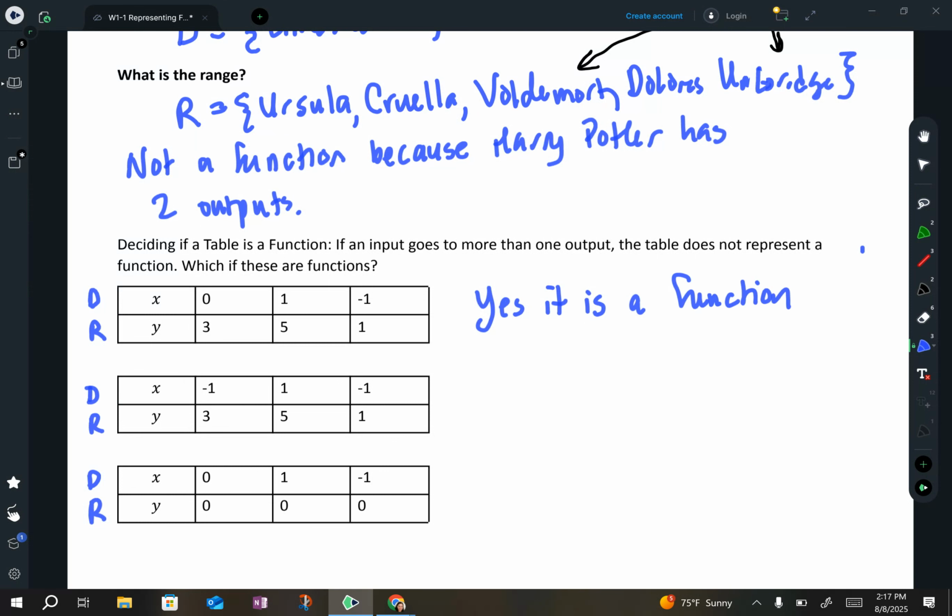Let's look at the second one. -1 goes to 3, 1 goes to 5, -1 goes to 1. Uh-oh, -1 goes to 3, but -1 also goes to 1. So not a function.